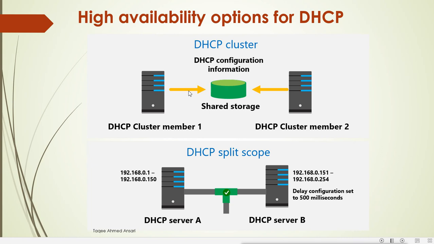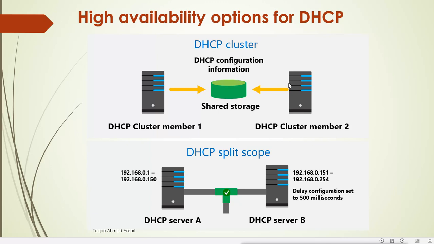Why? Because in a load balancing cluster, what happens? Both the servers are running and they share the load. But here, if we have two servers running for the same scope, a single scope, then it can be a problem, because one client will get the IP address from one DHCP server, and the other client will get the IP address from the other DHCP server, and they will get the same IP addresses, and then it will create a problem.